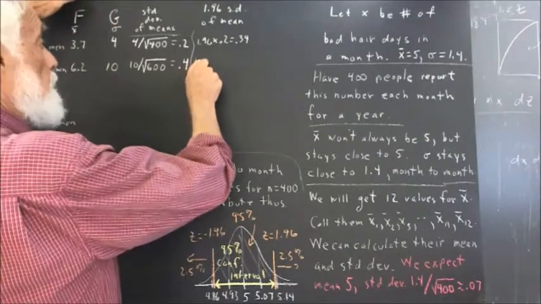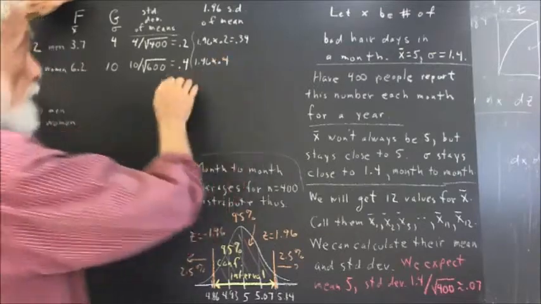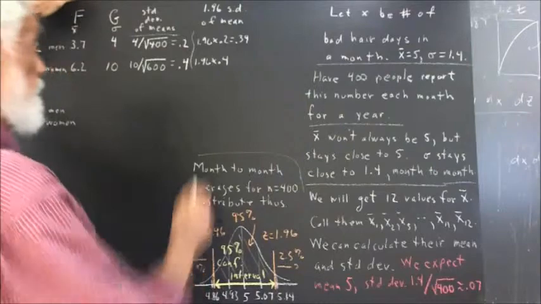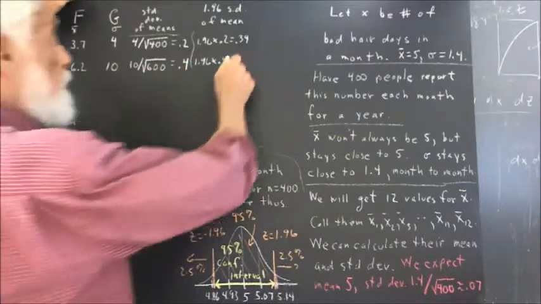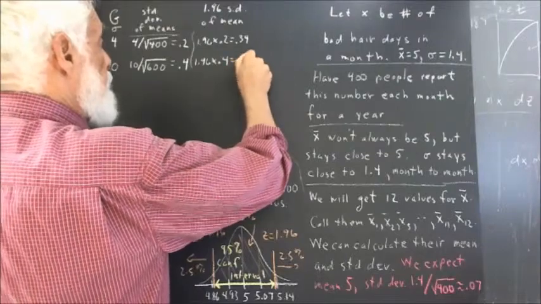1.96 times 0.4, 0.4 being the standard deviation here. So if we want 1.96 standard deviations, we've got to multiply by 0.4. What do we get? We get about 0.78.